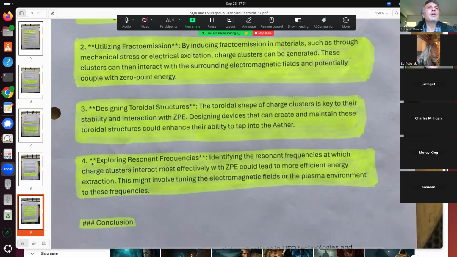Number four, exploring resonant frequencies. Identifying the resonant frequencies at which charge clusters interact most effectively with the zero-point energy could lead to more efficient energy extraction. This might involve tuning the electromagnetic fields or the plasma environment to these frequencies.